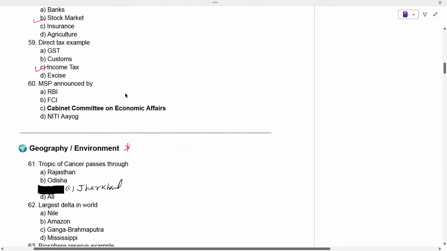MSP. These are the basic economic terms, of course. Minimum support price is announced by Reserve Bank of India or FCI, the Food Corporation of India? The answer is CCEA. CCEA stands for Cabinet Committee on Economic Affairs, which will announce this MSP, beta. So the answer is minimum support price.